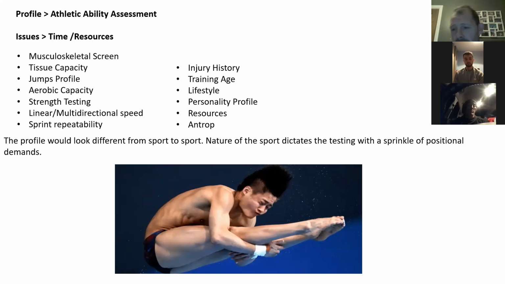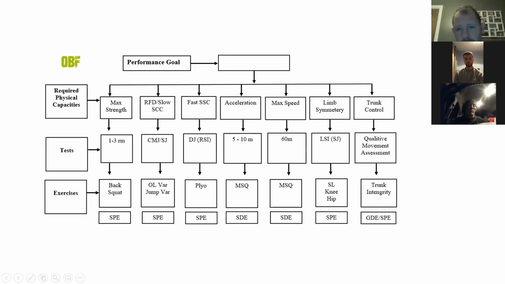So that's why having the needs analysis done, which is what I spoke about a couple of minutes ago on the previous slide, becomes a material consideration for you, okay? Then once you have that, you can start breaking this down in any way at all. But this is a little flow chart here, okay? So let's just say the performance goal is to increase speed, all right? Then we look at the required physical capacities to increase speed. So we have maximal strength, we have rate of force production, we have fast stretch shortening cycle, acceleration, maximum velocities or maximal speed, limb symmetry, and trunk control.